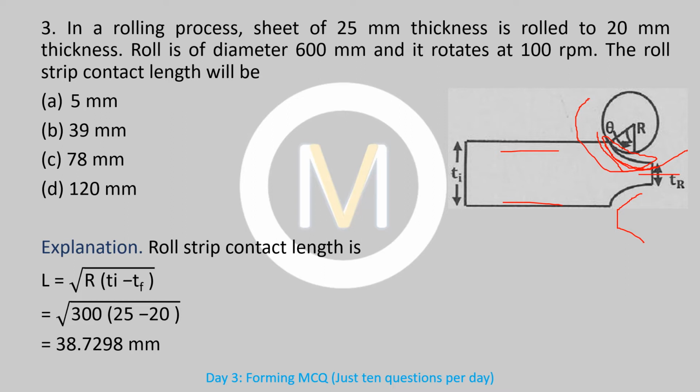This is given by the square root of R into draft, the reduction. R value here is 300, half of the diameter, so that is 300, initial thickness 25, final thickness 20. That will give you 38.70. So the correct answer will be 39.